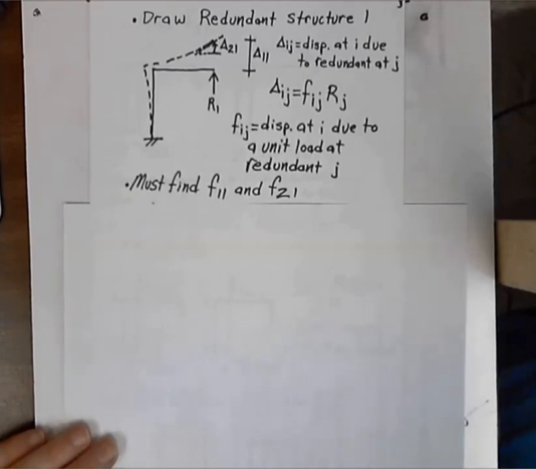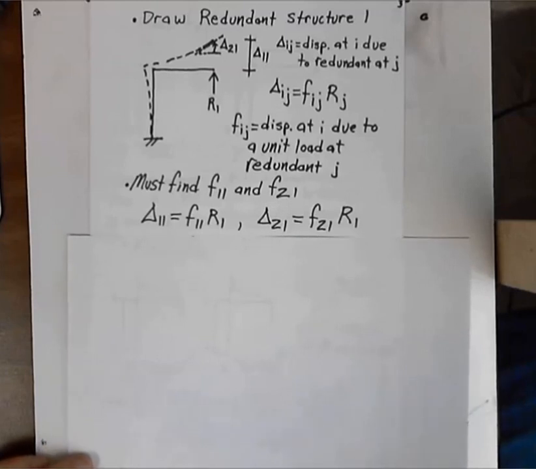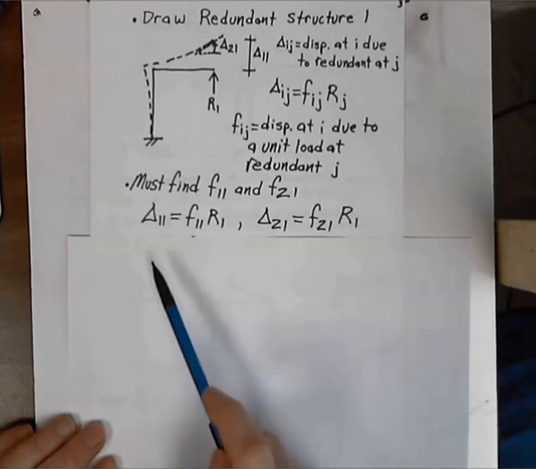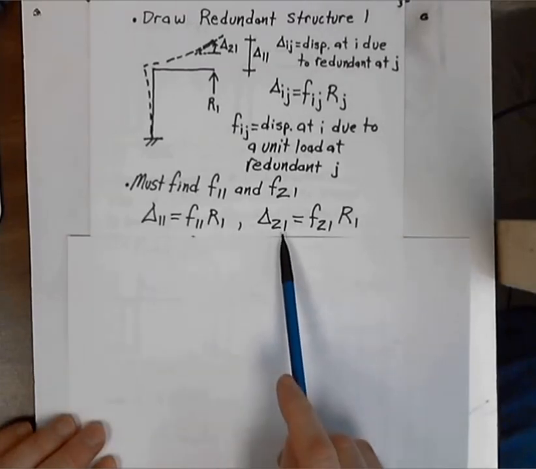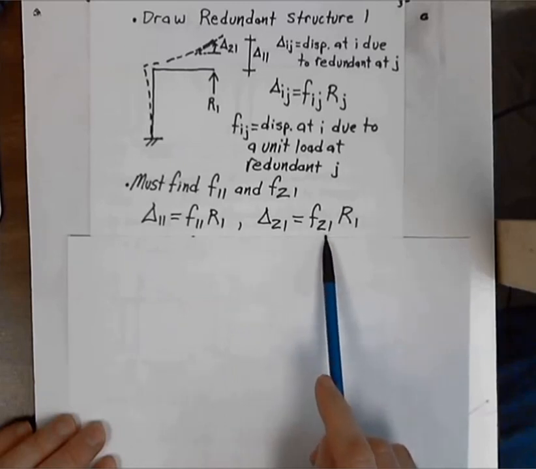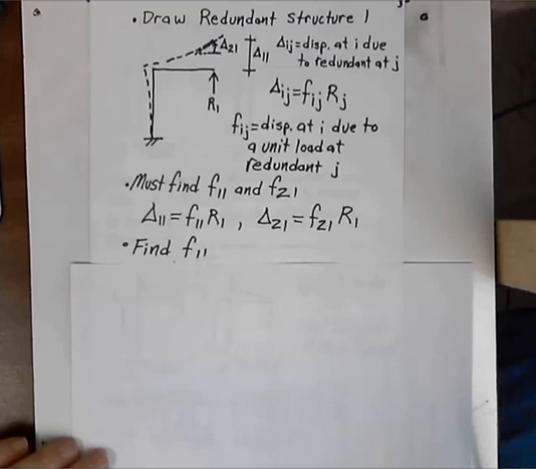Now, as we consider this redundant structure 1, we must find F11 and F21. And we can write our displacements in terms of those flexibility coefficients. We have delta 1,1 equal to F11 R1, and we have delta 2,1 equal to F21 R1. First, let's try and find F11.